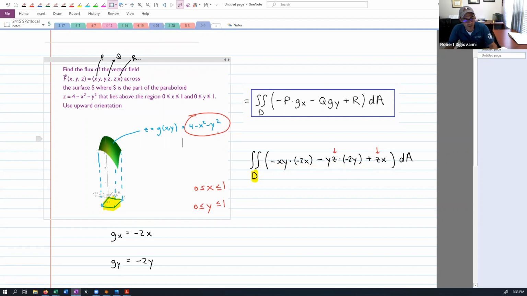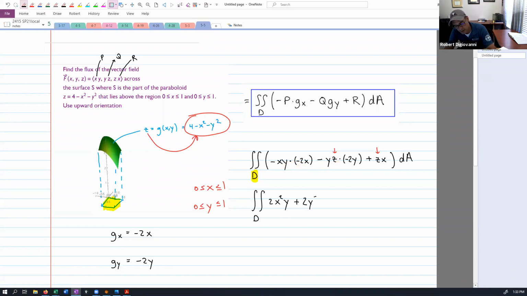So everywhere I see Z, I need to go in that integral and replace it with 4 minus X squared minus Y squared. I think I'll clean it up before I do that. I'm just going to get some of these negative signs out of here. This should be 2x squared y. That's these two together. This should be plus 2y squared z. And then plus zx dA.